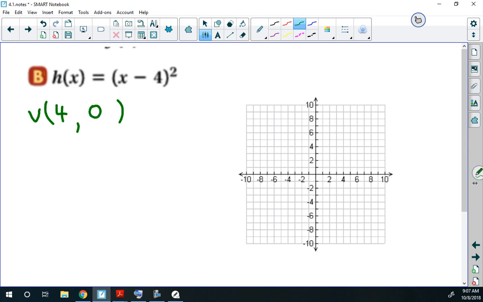4, 0. Nice, good. So there's my vertex, 4, 0. Axis of symmetry, remember, is a vertical line that goes through it. There's my axis of symmetry. What's the equation for that? X equals what?